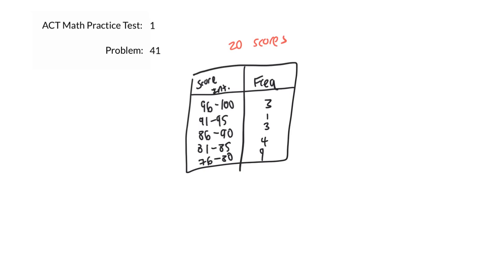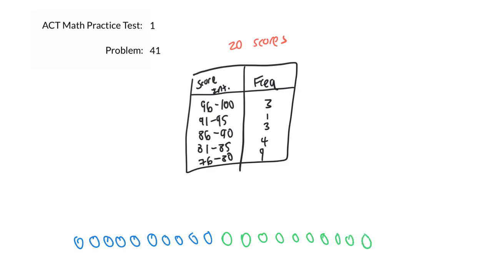So you can imagine, I'll even draw, imagine each of these is a score. That's 5, 6, 7, 8, 9, 10. And then each of these is a score. 1, 2, 3, 4, 5, 6, 7, 8, 9, 10. And the median would be the average of these two. Okay, the 10th and the 11th score.